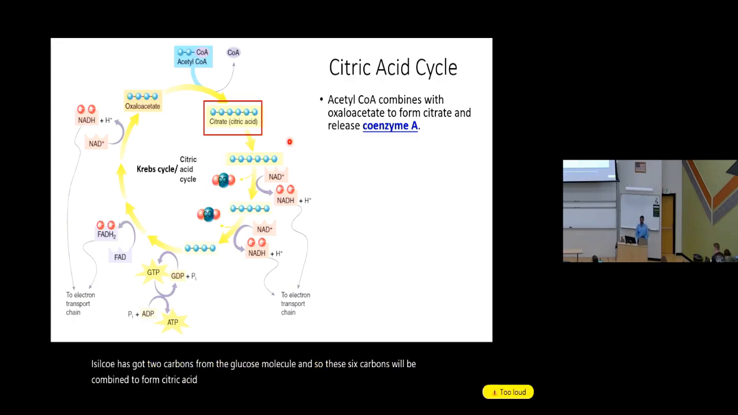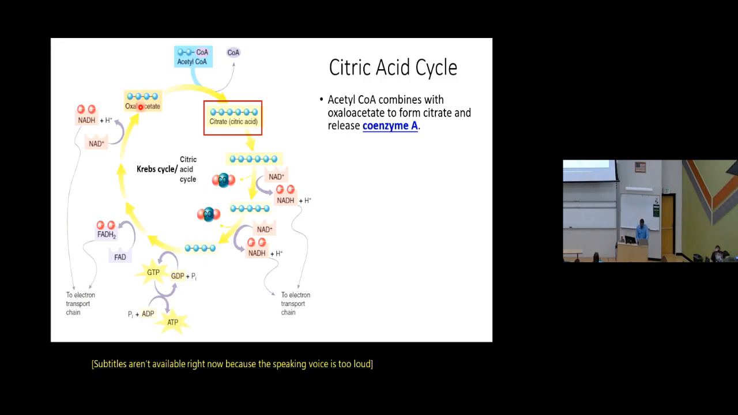And that is why this is called a citric acid cycle, because in the very first step you have citric acid being produced, and in the very last step you have oxaloacetate being regenerated. So it's a cyclic pathway. Is this clear why it's called citric acid cycle?